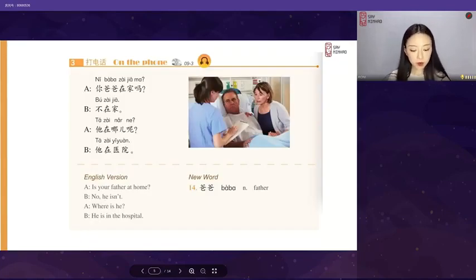Okay, now let's move on to our text 3. There is only one word, which is 爸爸. Read after me, please. 爸爸. Second 爸 is neutral tone. Please pay attention. 爸爸. Okay, means father. Try to say your father. It is 你爸爸. Next one, my father is 我爸爸. Very good. His father, 他爸爸. And my friend's father. My friend is 我的朋友. And my friend's father, 我的朋友的爸爸.